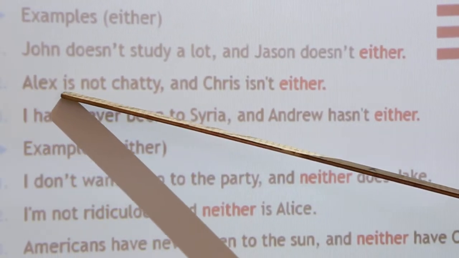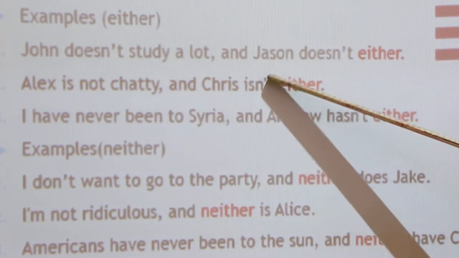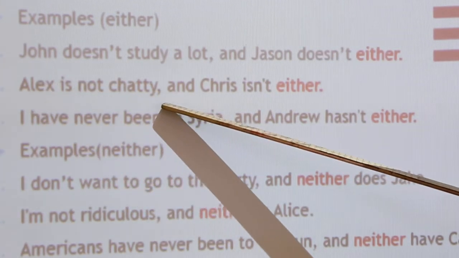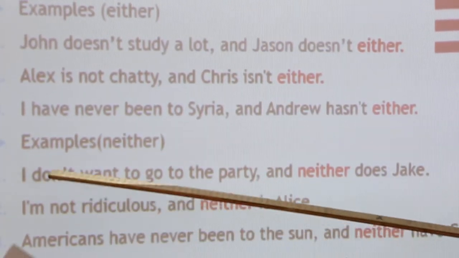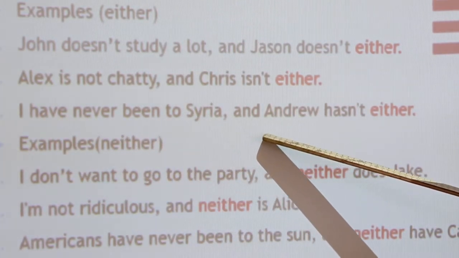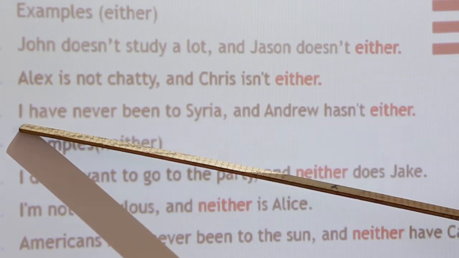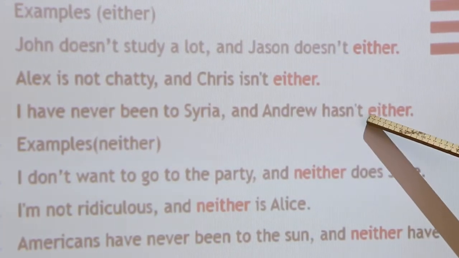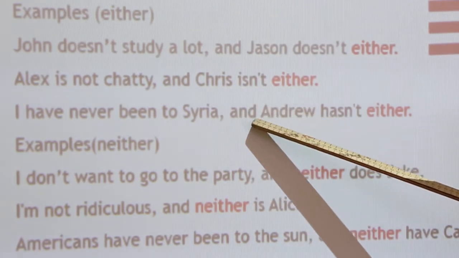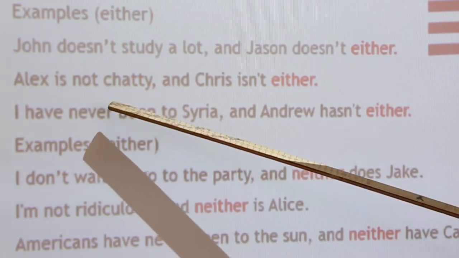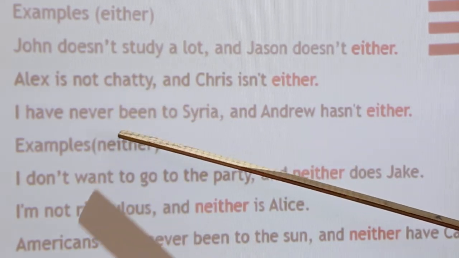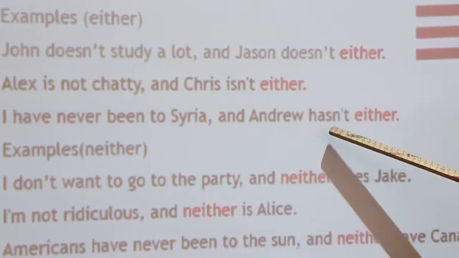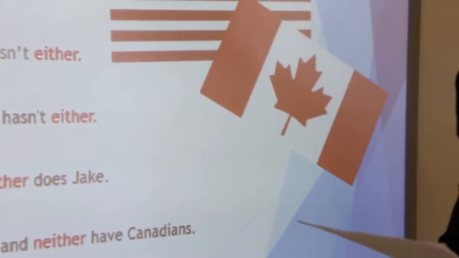Also in this sentence, Alex is not ready and Chris isn't either. I use either to make an agreement and add and to connect these sentences. Lastly, in the sentence, I have never been to Syria and Andrew hasn't either. In this sentence, the tense is perfect tense, so I use the has verb here and add either to make an agreement. Also, I add and to connect two sentences, and even if there is no not in the sentence, if there is never it means negative, so I add not in this sentence.